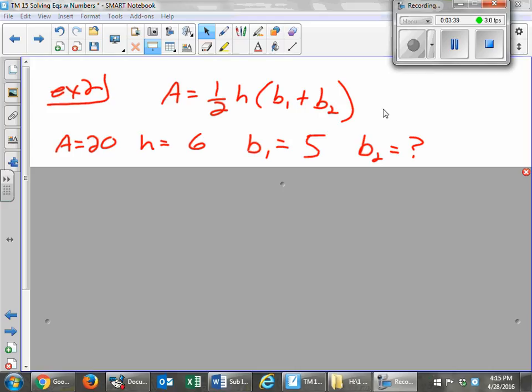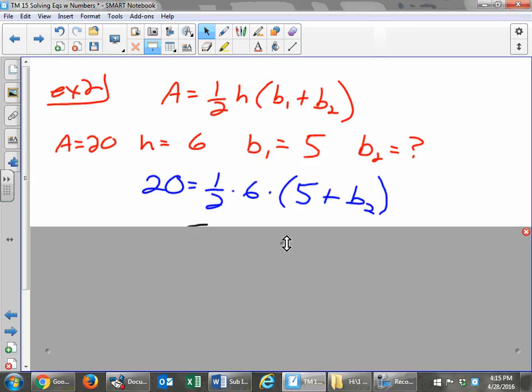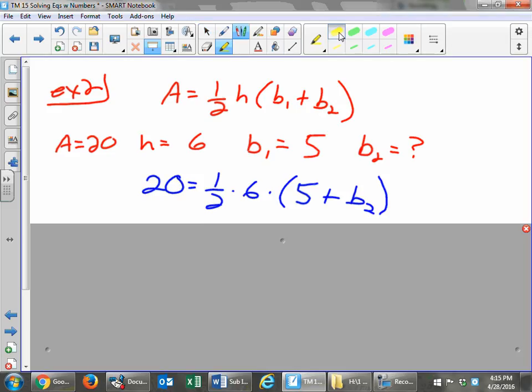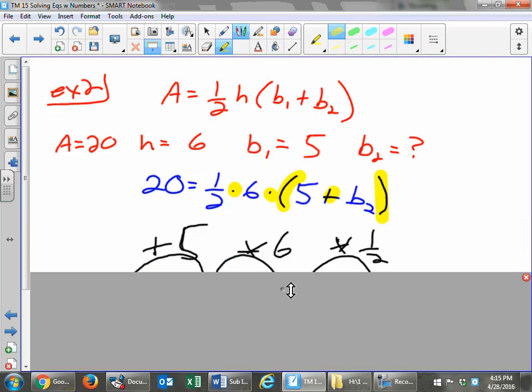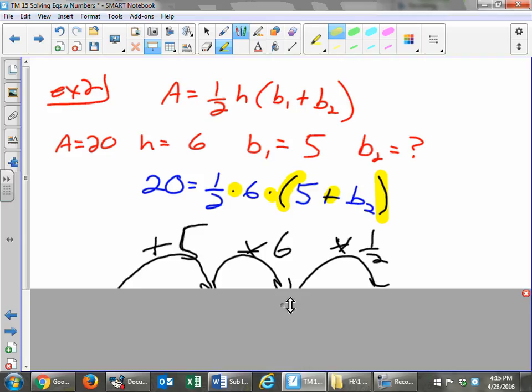So here's the next example. You have the area of a trapezoid formula. So what happens if A is 20 and H is 6 and the first base is 5 and the second base is 2. So we start out by putting those numbers into the equation, and now we can build the arrow diagram. Well, what do I have for operations? I have some multiplication and some addition, and I have some parentheses. So PEMDAS forward says, we're going to do what's in the parentheses first.